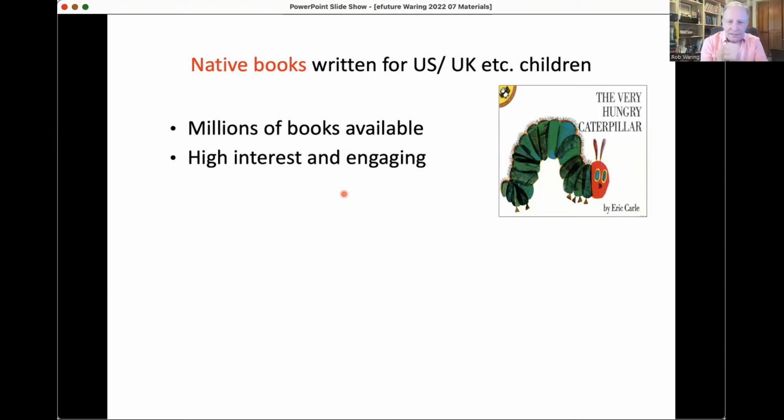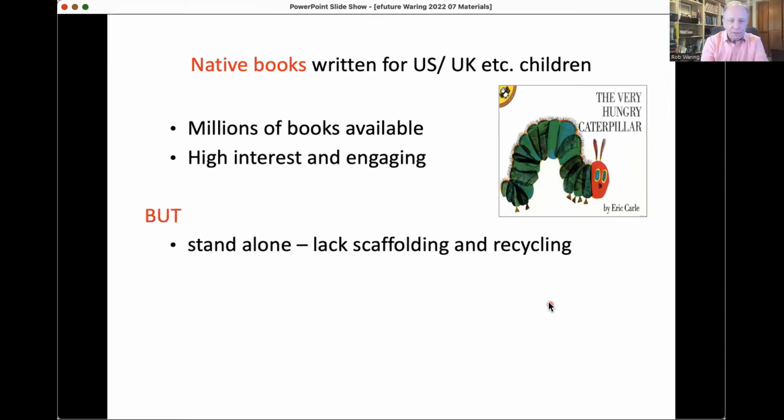Because the native children are able to draw on all of that knowledge, and all they're really doing is matching a spelling to a sound or a sentence that they already know. So we have to be very clear here that native materials, unsimplified materials, are designed for native children. They're not designed and might not be suitable in an EFL environment, because the EFL environment is very different.